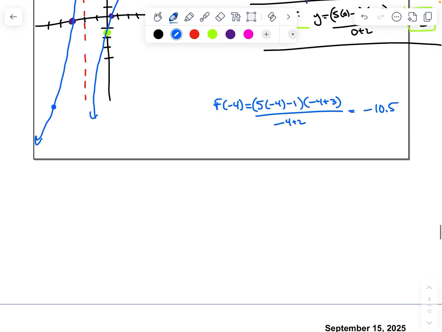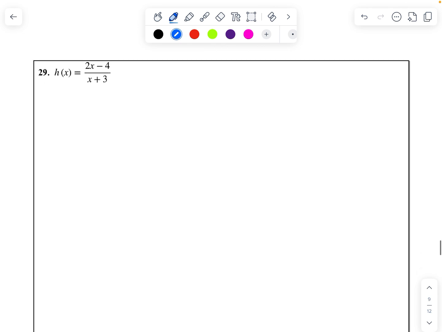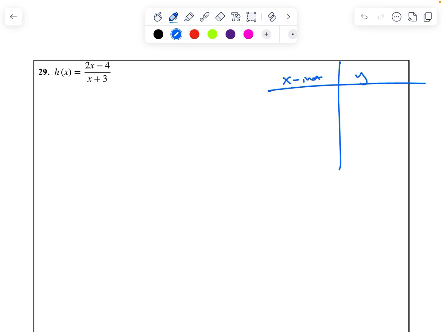All right, the next ones are going to be more reminiscent of what you would see on a test or a quiz, right? This is something that you definitely could see on a quiz. Let's try this one again. I would pause it, see if you can do it. To find the x-intercepts, y-intercepts.